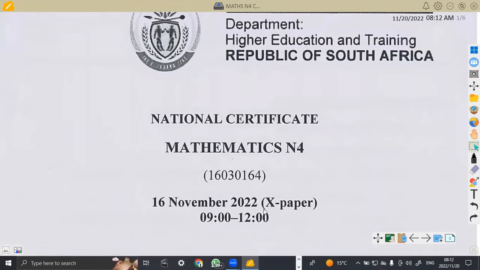Still working on engineering. In this platform, we shall be focusing on mathematics N4, the question paper which was written on the 16th of November 2022. That's an exam paper. So we just want to see how we are supposed to answer this typical question paper, at the request of those who wanted me to revise it. So I'm going to do that in this platform. Without wasting much of our time, let us quickly rush through the paper.